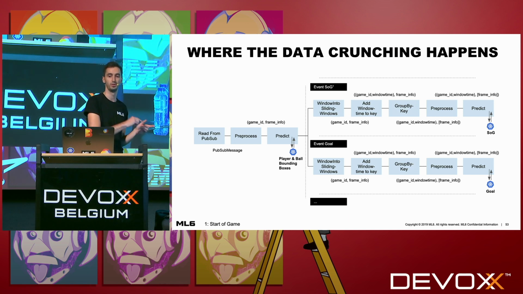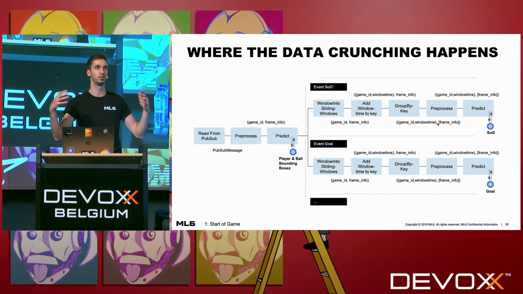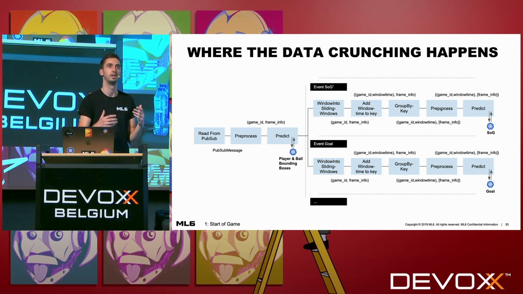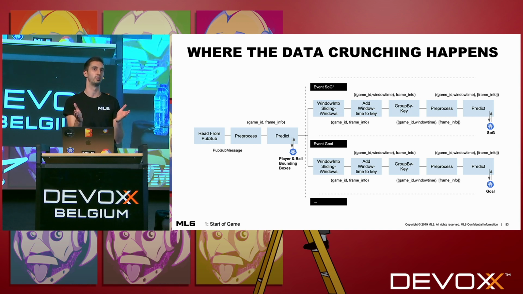Then after adding the window time to the key, we will group by key. That's where we actually materialize the window. You can see before this step, it's just a frame without a list. But after the group by key, we're actually materializing all of the frames for that given window. And then the pre-processing step afterwards is about sorting them, right? Because just by grouping them, it doesn't mean that they're in order, and our machine learning model needs to have frames that are in order, right?